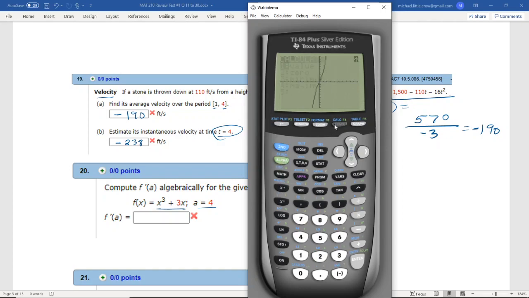We go second calc. Number 6 is the derivative. And then we have to enter what x value we're looking for. We're looking for x equals 4. So we hit 4, enter, and we're given that the slope at x equals 4 is 51. Okay. We'll round it. We don't need that 0.0001.